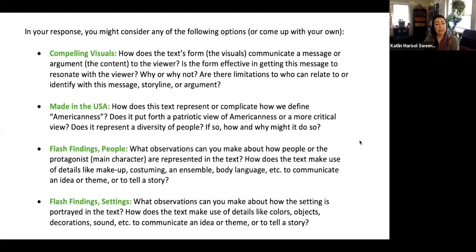And then Flash Findings: Settings. What observations can you make about how the setting is portrayed in the text? How does the text make use of details like colors, objects, decorations, sound, etc., to communicate an idea or theme or to tell a story?